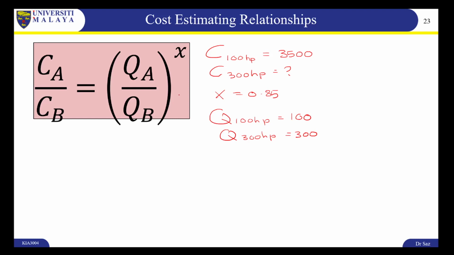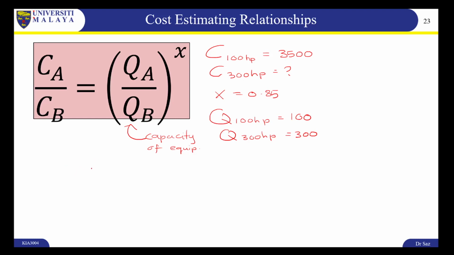Now we'll just plug all this into our equation. Oh, and I forgot to mention, Q is the capacity of the equipment. It could be horsepower, it could be cubic meters, or anything, because different equipment has different roles. So it depends on the equipment that you're trying to look at. In this case, it's horsepower. So that's the value of Q.